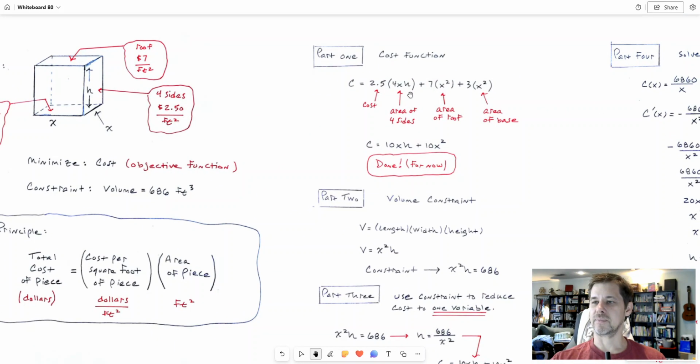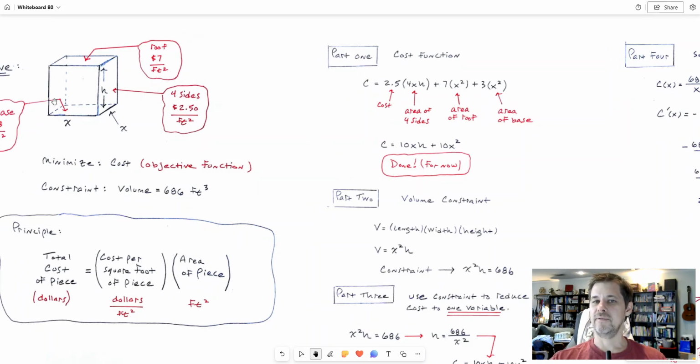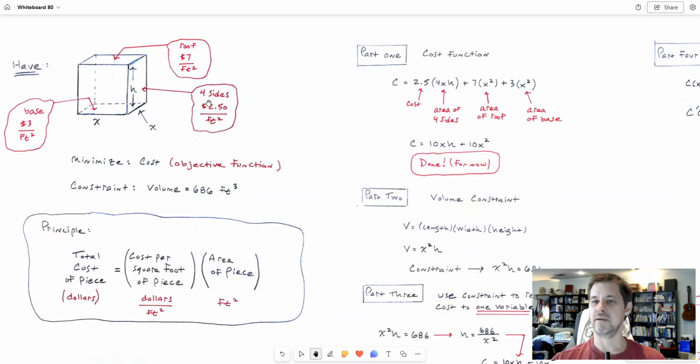I'd say, okay, this storage shed has four sides, a roof, and a base. Okay, the area of any one side is X times H. See the X times H there? But there's four of them. Okay, so the total area of the four sides is 4XH. But they're $2.50 per square foot. So I multiply that by 2.50.